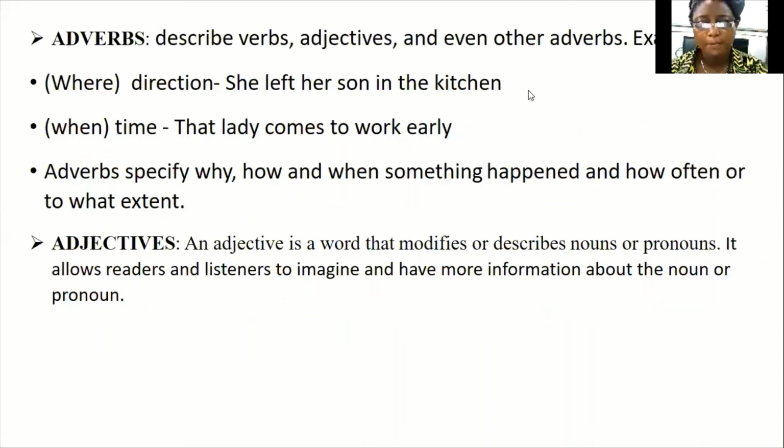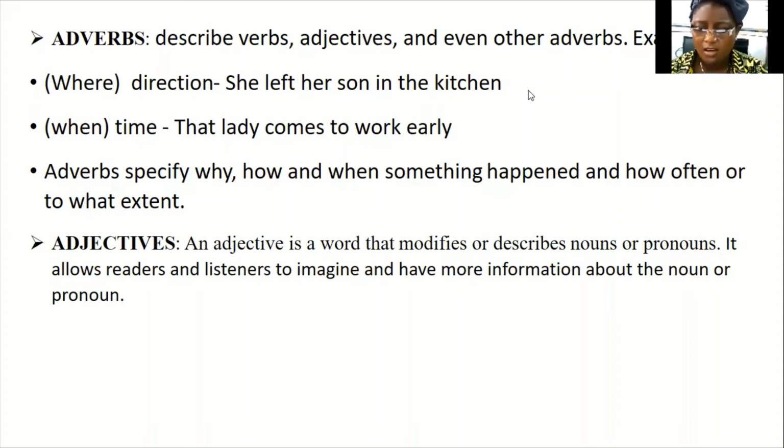Adverbs. Adverbs describe verbs, they describe adjectives, and also even other adverbs. In these examples, we have adverbs that show direction, time, etc. She left her son in the kitchen. It shows direction. And you can ask the question, where did she leave her son? She left her son in the kitchen.